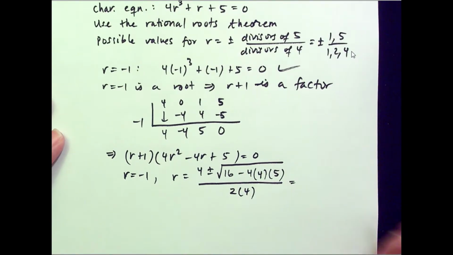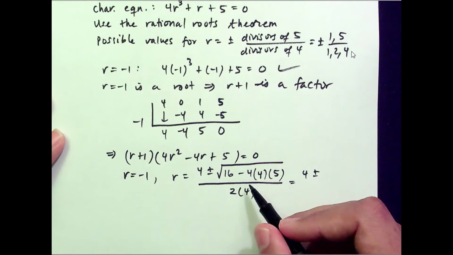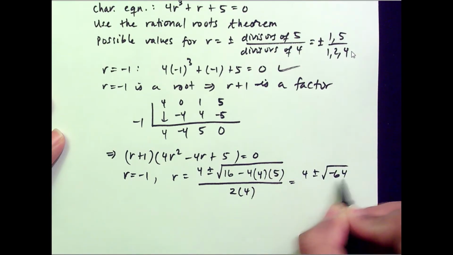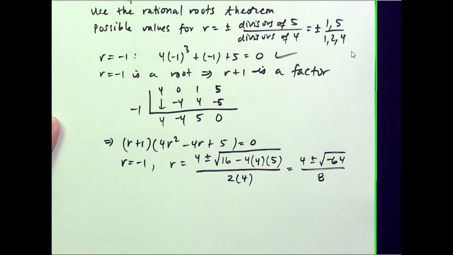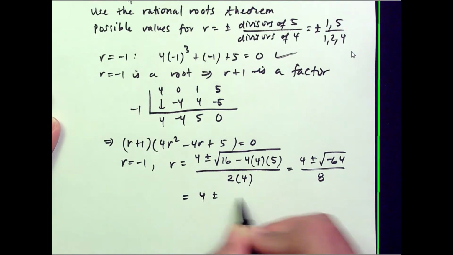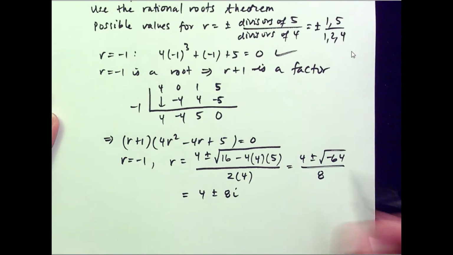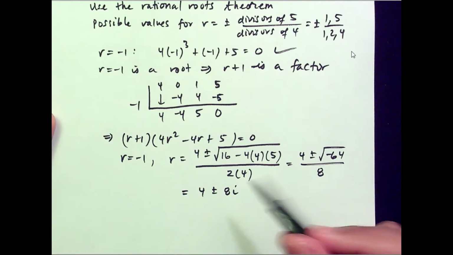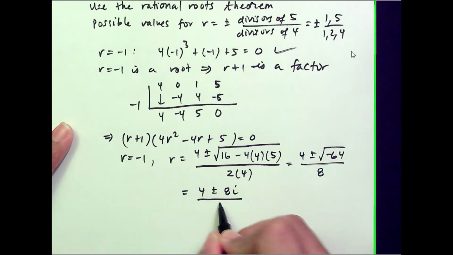Okay, and then simplifying, that is 4 plus or minus, this is 16 minus 80, so that is -64, all that over 8. Let's keep simplifying, this is 4 plus or minus 8i, right? Square root of 64 is 8, but square root of -64, that's imaginary, you have to put the i. So 8i, all that over 8.